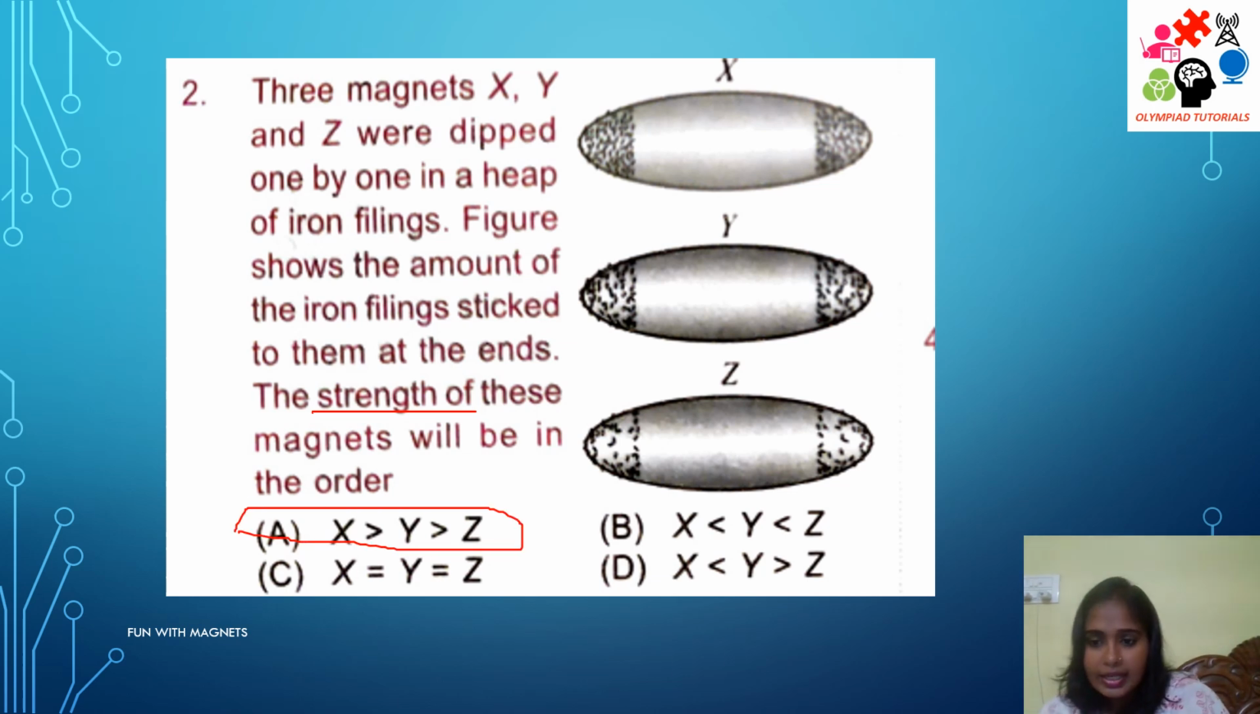X is greater than Y is greater than Z. Because more is the amount of the iron filings stuck to the magnet, more will be its strength. Hence the correct order will be X greater than Y greater than Z.